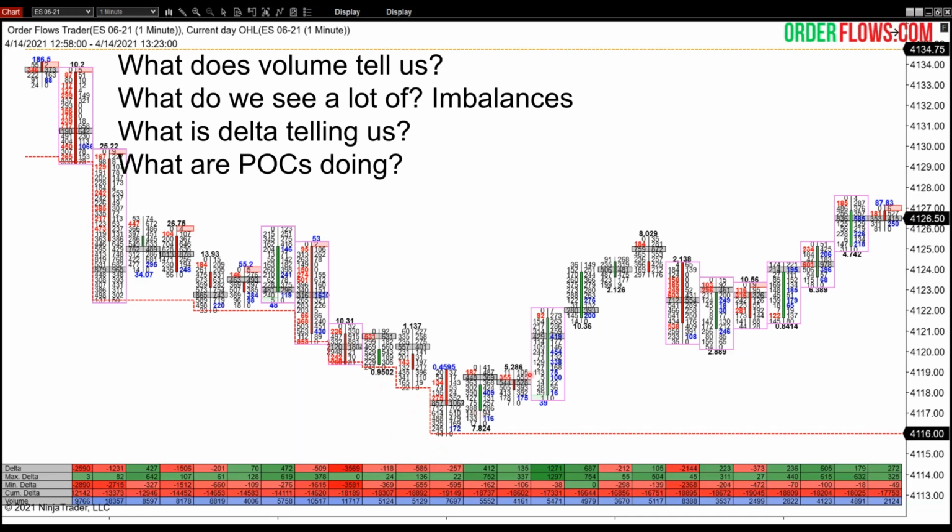For a market to start rallying, you're going to need to string together bars with strong positive delta, which you're starting to see here, 400, 1200, 600. Okay, and obviously the points of control are going higher. On moves down, points of control generally go lower.